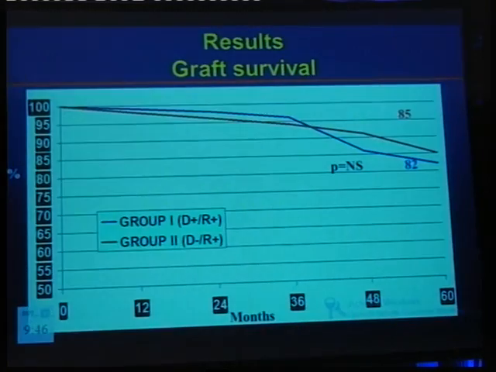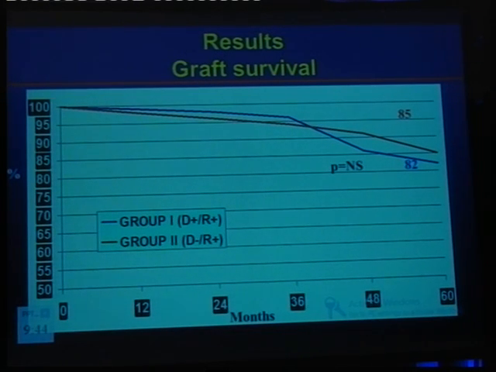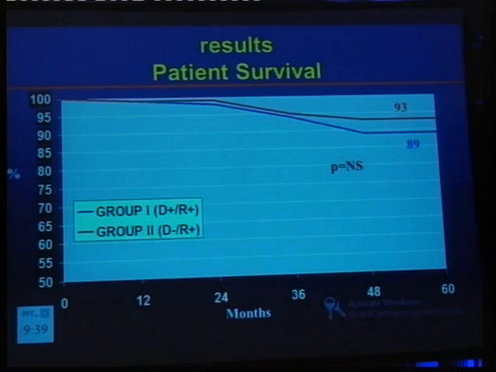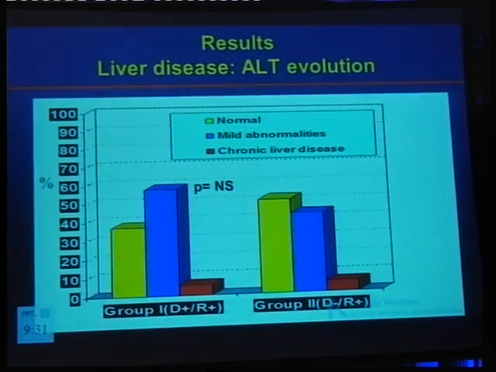They found that the graft survival showed an insignificant difference between both groups. What about the patient survival? Similarly, there is minor difference between the two groups. And what about the liver function? Insignificant difference between the two groups.